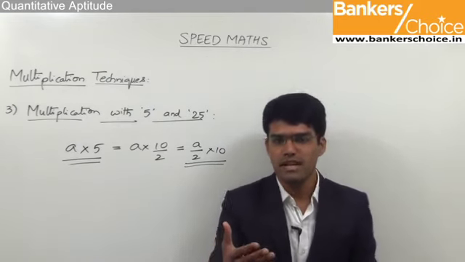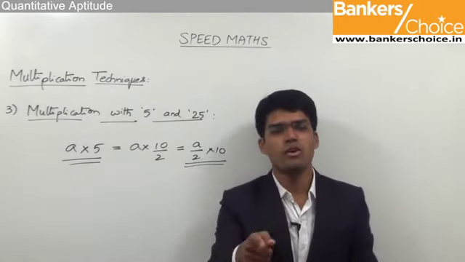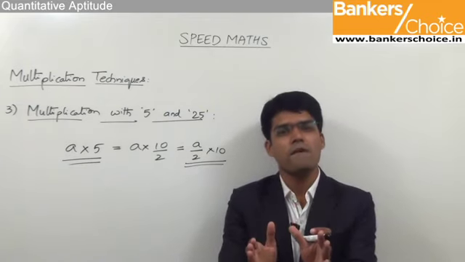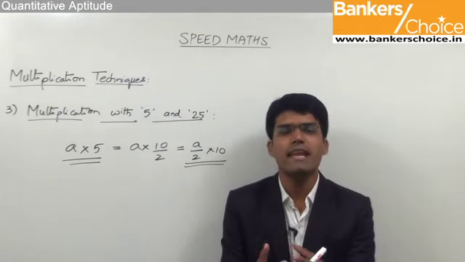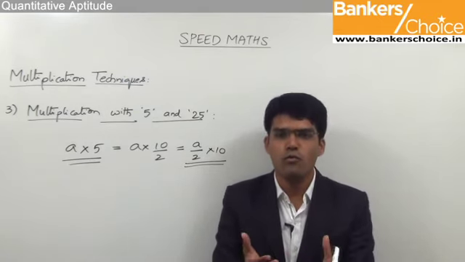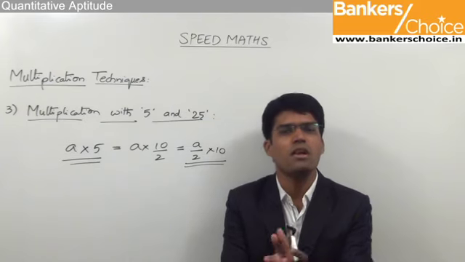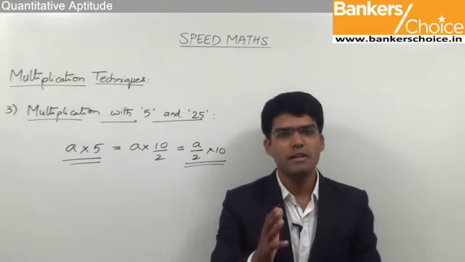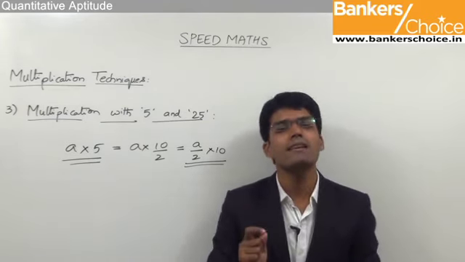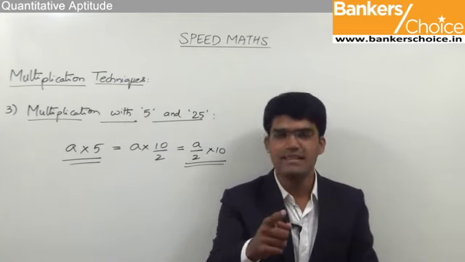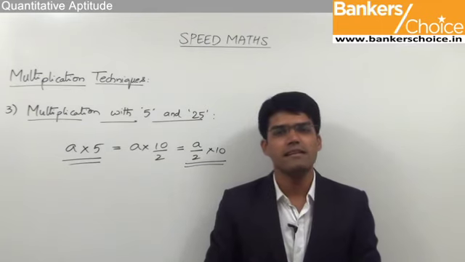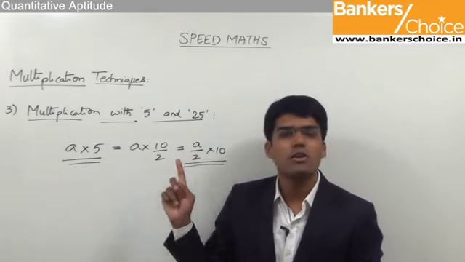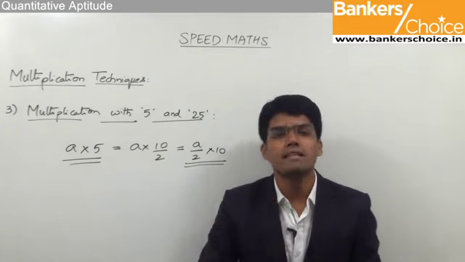48 into 5. Tell me what's the answer? Yes, 240 is the correct answer. Why? Because half of 48 is 24. Taken 10 times is 240. Similarly, 88 into 5. 440 is the answer. Half is 44 into 10, 440. I believe you are able to answer the questions now. 72 into 5. 360 is the correct answer. So do you now feel a change among yourself? Yes, definitely yes. Why? Because now the way you are looking at 5 has completely changed.